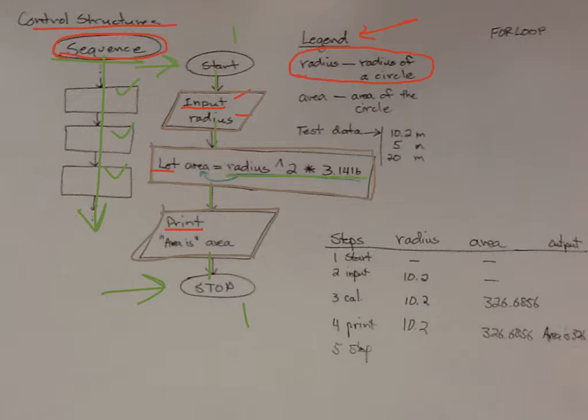Here we calculate on the right, and we store it to the left. We have this variable here called area. In the legend, we say that area is the area of a circle. We create some test data to test this. So in our flow, we start, we input the radius, we take the radius squared times pi, store that in area, and then we print area is area. Over here, we did a walkthrough.